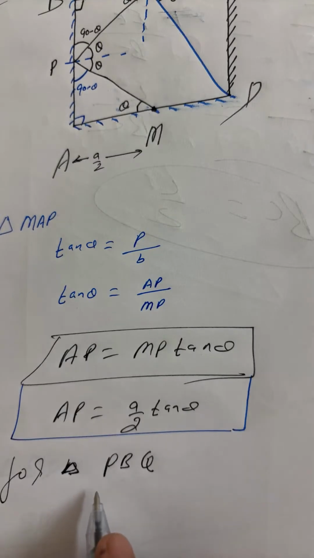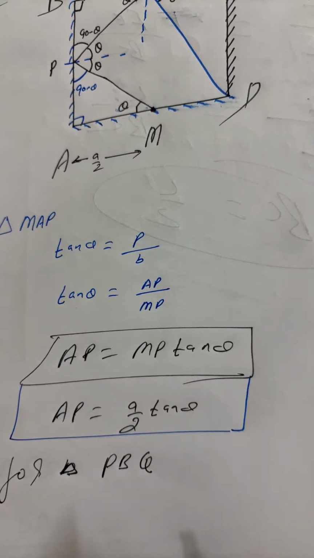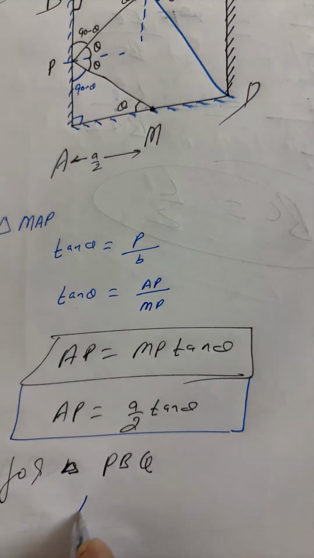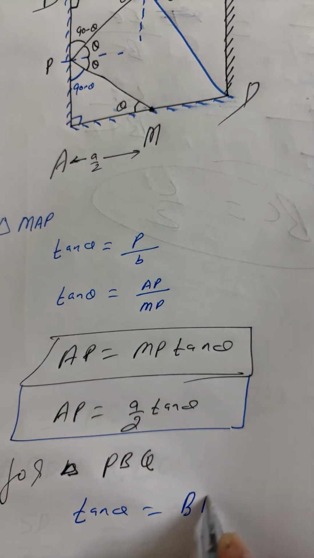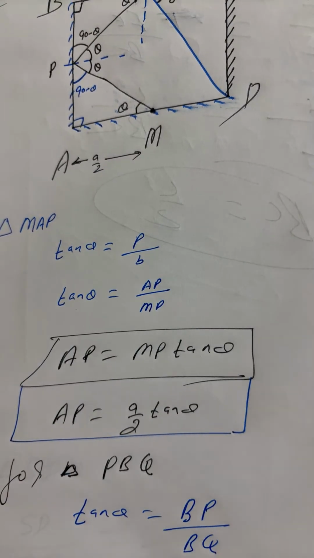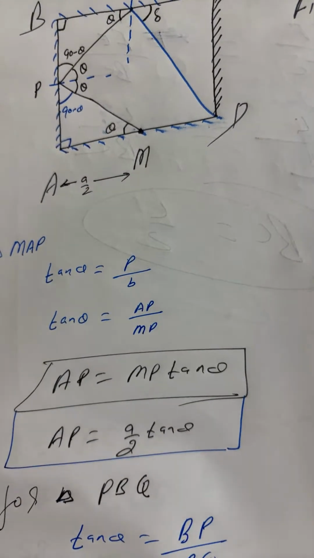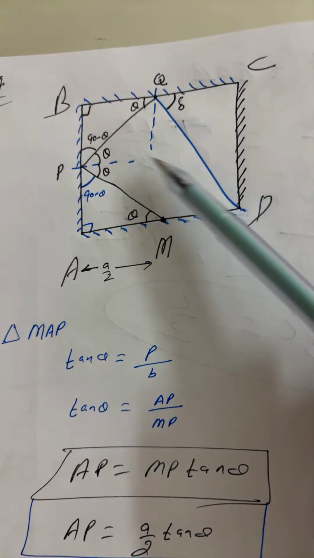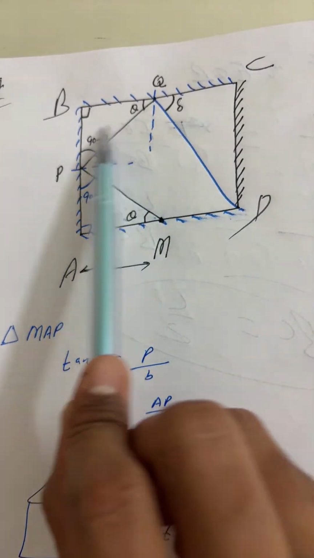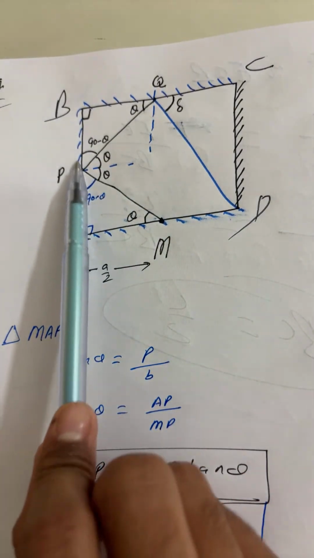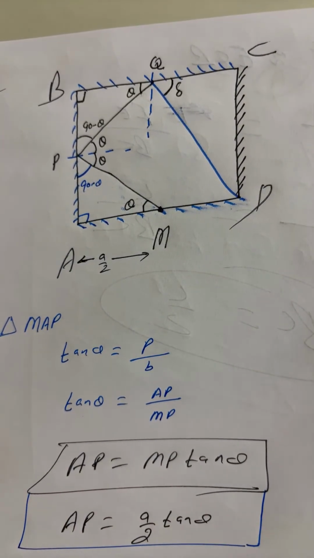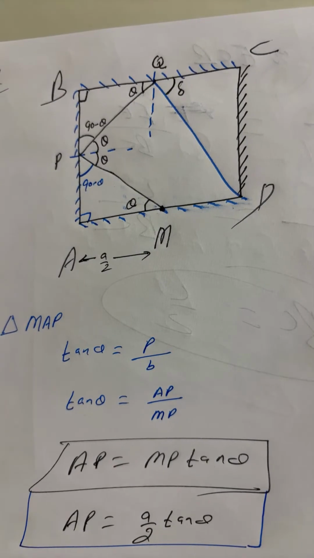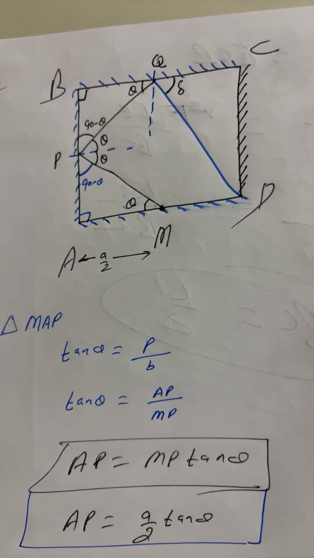Okay. Again I'll find tan theta. We used to find tan theta. So again you can write tan theta is perpendicular upon base. From the triangle you can see, tan theta is perpendicular upon base. Base is BQ and perpendicular is BP. So finally you can write BP upon BQ. BQ we can find from normal geometry.